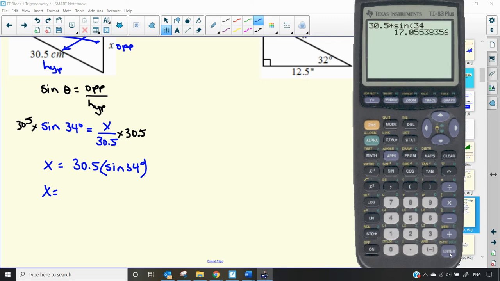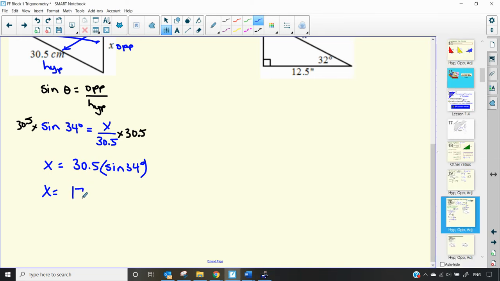And that gives me 17.055. Rounding that to the nearest tenth is 17.1 centimeters.